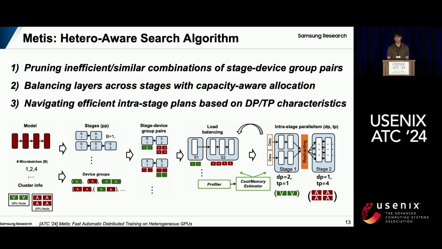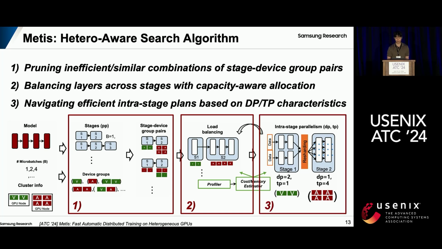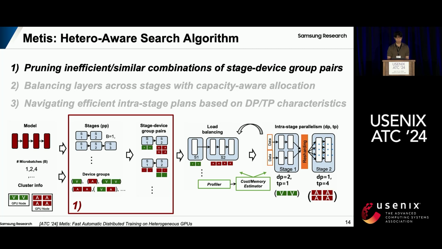In the planner, to reduce the huge search overhead, we developed 3 techniques by harnessing the characteristics of distributed training. The first one is pruning inefficient and similar combinations of stage and device group pairs. The second is balancing layers across stages with capacity-aware allocation. And the last one is navigating efficient intra-stage plans based on the characteristics of data and tensor parallelism. In the next slide, I'll talk about the first technique.